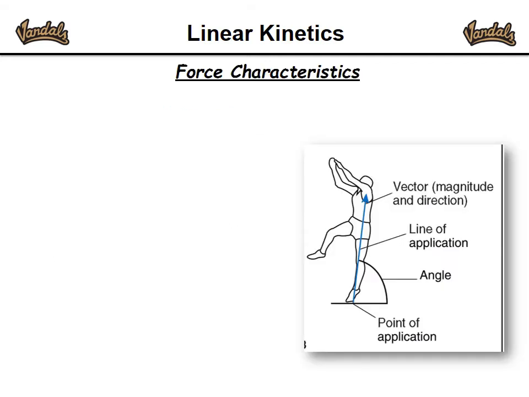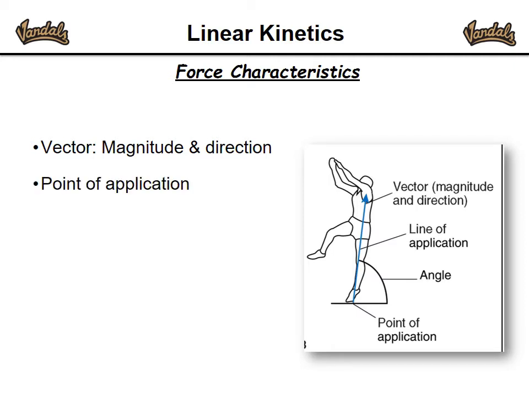Now, what are the characteristics of a force? There are 3 main characteristics illustrated here by the basketball shooter. The first is that it is a vector, so it does have magnitude and direction. Magnitude is represented by the length of the arrow, and the direction by the way the arrow is pointing.